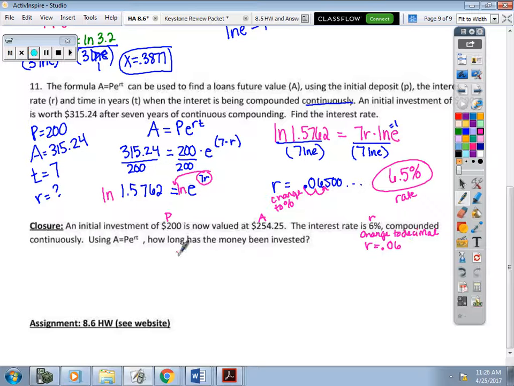So we would have 254.25 equals 200 times e to the 0.06t power. And we'll solve just as we did the last one. We'll isolate our e through inverse operations. We'll divide by 200. And we'll get 1.27125. Again, do not round that, because then it'll drastically round the rest of the answer.